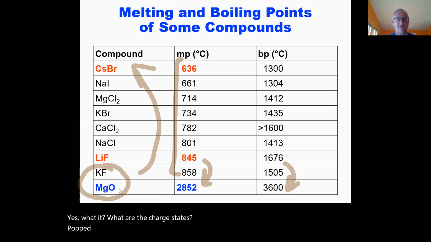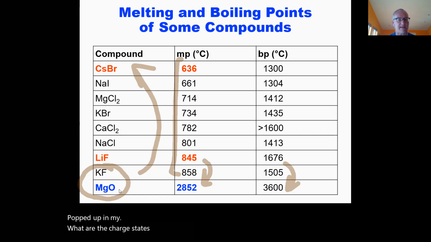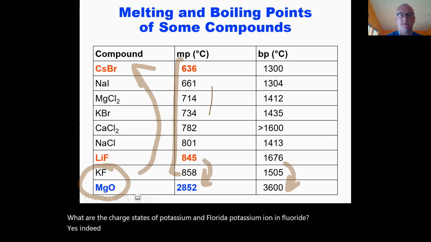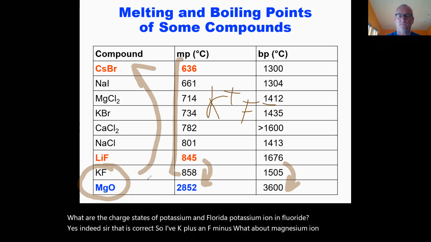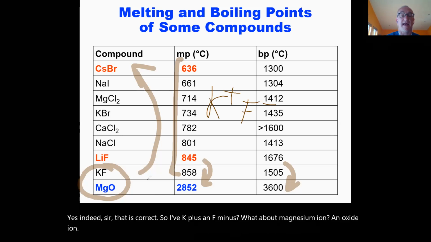What are the charge states of potassium ion and fluoride? Was it +1, -1? Yes, indeed. That is correct. I have K plus and F minus. What about magnesium ion and oxide ion? +2, -2. Yes.